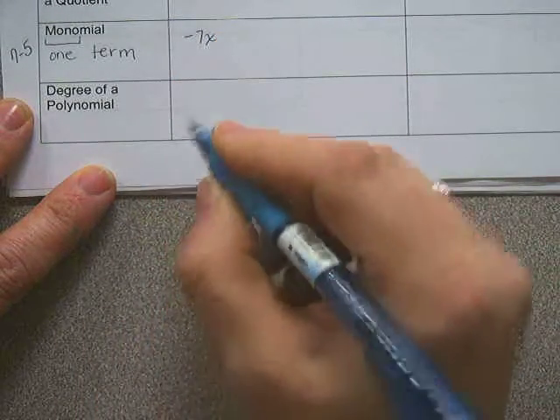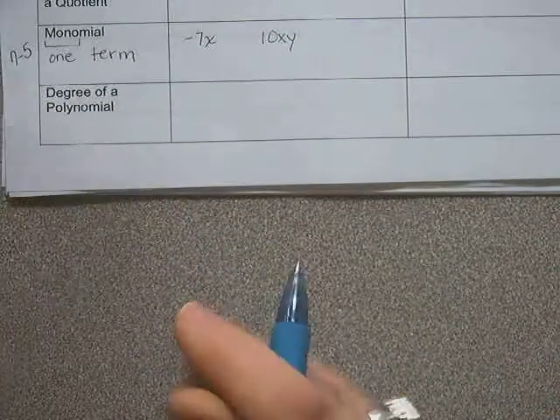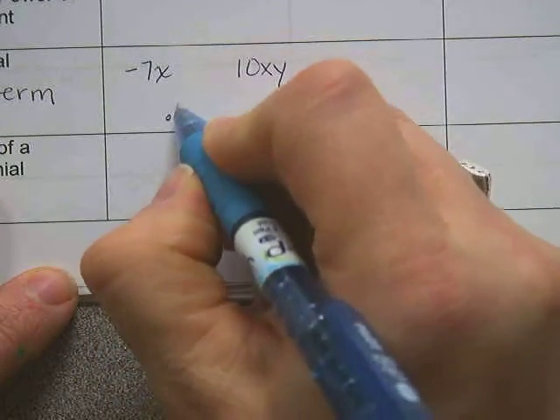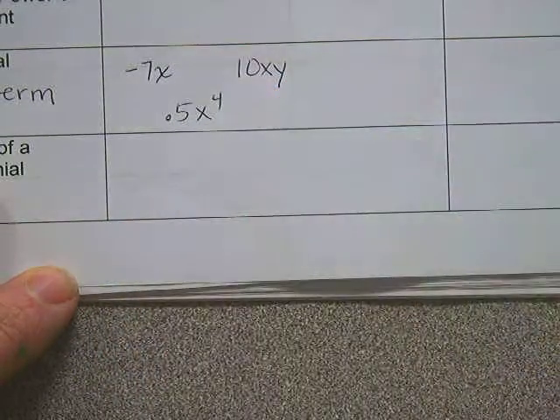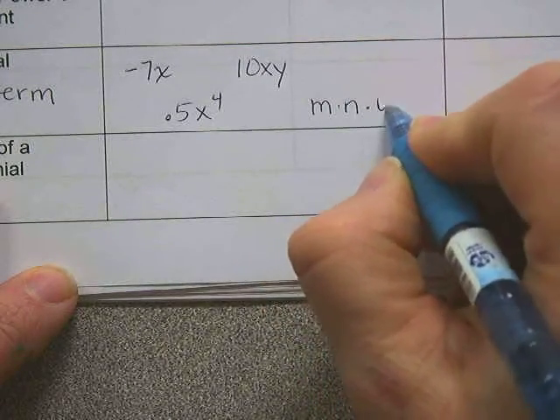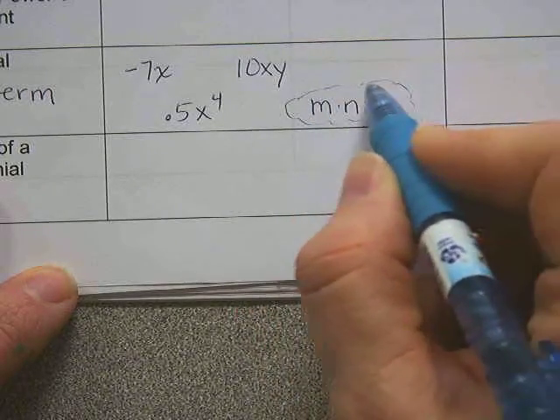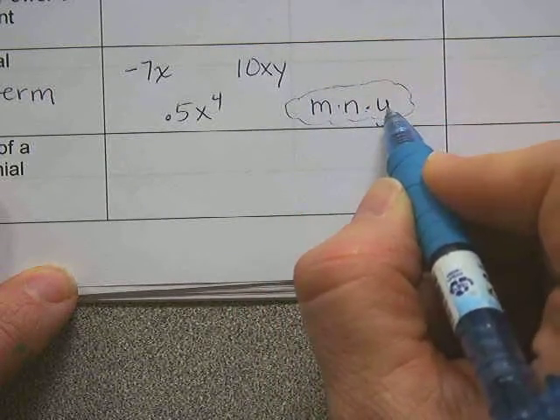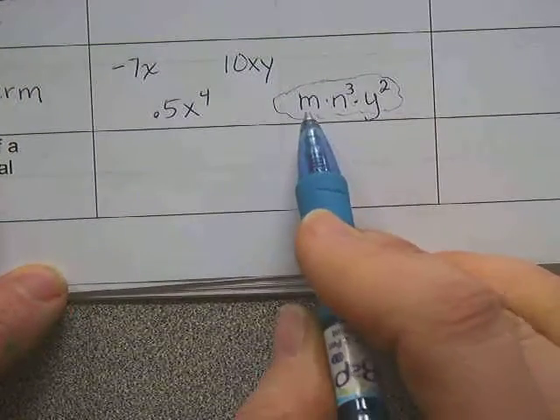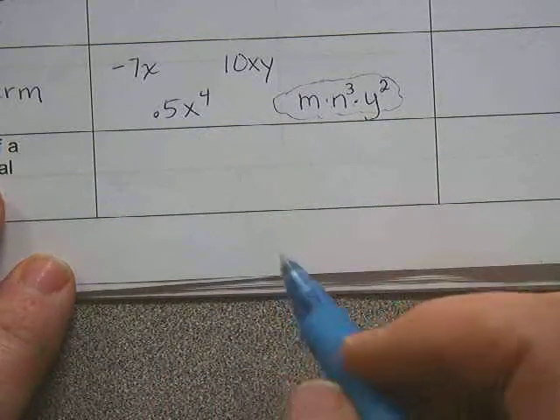Negative 7x is a monomial. 10xy is a monomial. 0.5x to the fourth. M and y is a monomial. So it can be any product of variables. We could even have various powers on those, but it's all one term because there is no addition or subtraction.